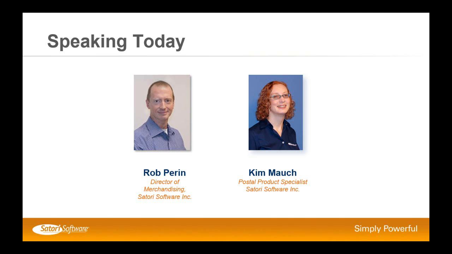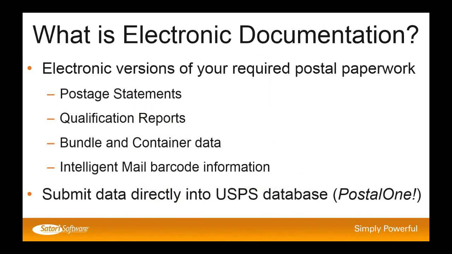Great. Thanks, Rob. So one of the first things we have to answer is what really is electronic documentation. It's an electronic version of the paperwork that you're taking physically to your post office today. So that's going to be your postage statement, your qualification reports, all of your bundle and container data if you're doing periodical mailings, and all of that Intelligent Mail barcode information. With electronic documentation, you're submitting that information directly into PostalOne, which is the USPS database of all the mailings that they have in their system throughout the country.